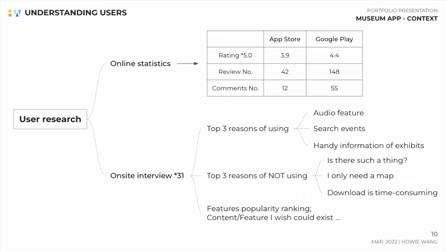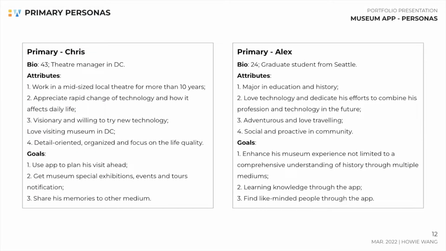They don't even know it exists, or they only need a physical map grab from the information center, and the download is time consuming. Okay, personas. So this is two main personas a developer for this application. One is focused on the middle-aged group, and the other is the young people.